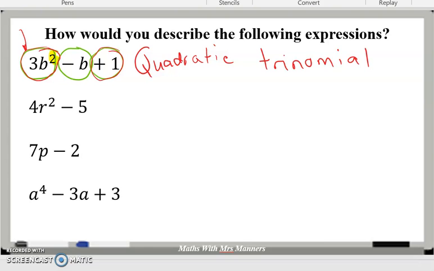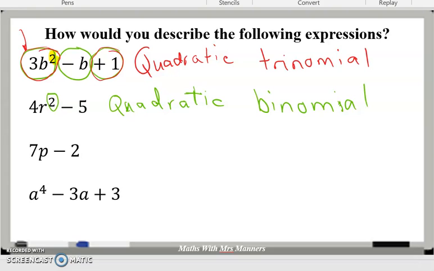The next expression I can see it's got degree 2, so definitely once again a quadratic. But this time around it only has 2 terms. So if it has 2 terms, that means it is a quadratic binomial. Okay, so it's a quadratic binomial. I can see that the degree is 2, the leading coefficient is 4, the leading term is 4r squared, and the constant term is -5.